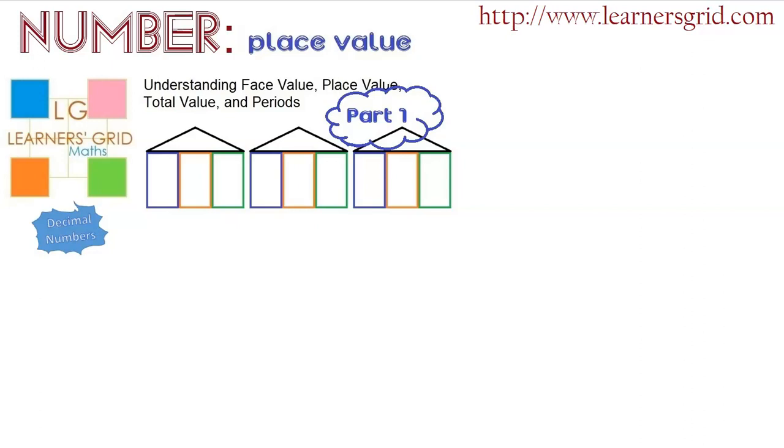So we're looking at place value, specifically place value involving decimal numbers. And we'll be looking at face value, place value, total value, and periods to help us understand how place value actually works when we're dealing with decimal numbers. So let's begin.